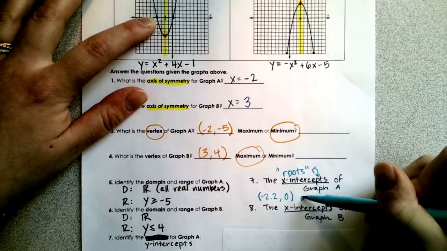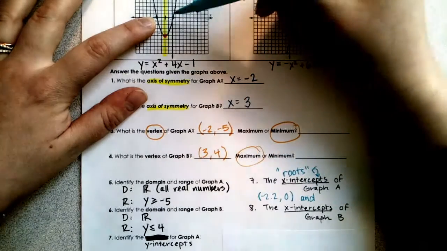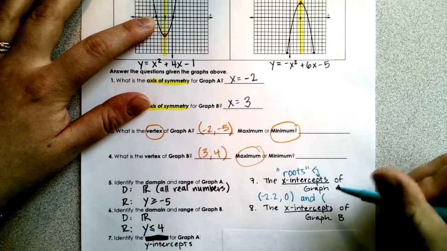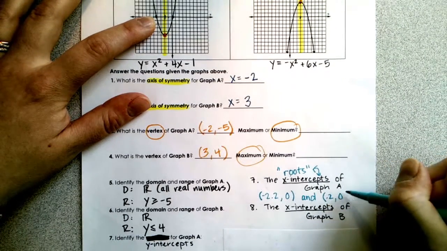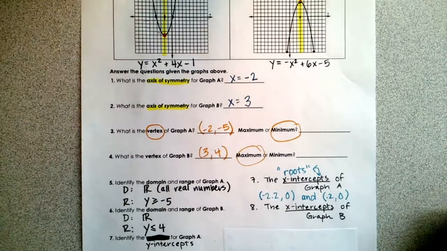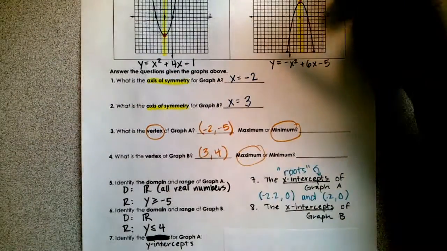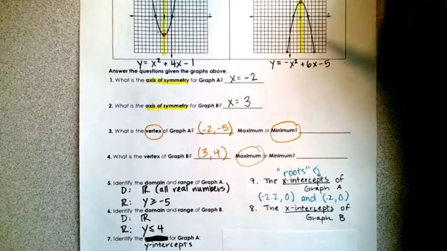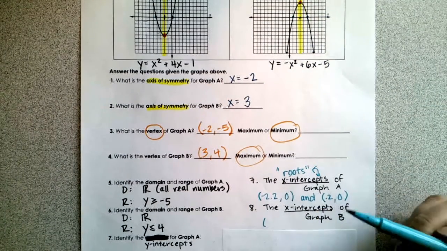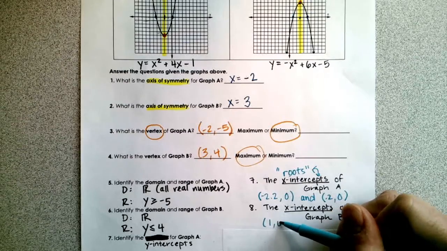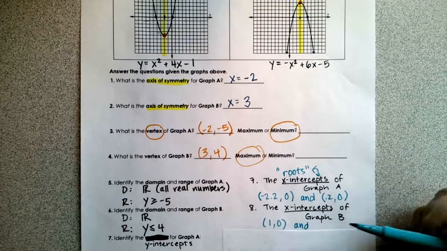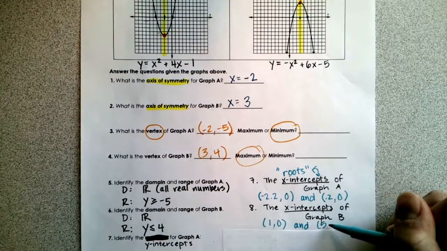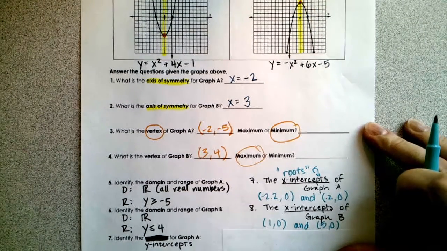We're going to write these as ordered pairs. And then for the next one, I'm going to estimate it to be 0.2, 0. All right. And then for graph B, these ones you don't have to estimate because they come out nice and clean. We have x-intercepts of 1, 0, and what is that? 1, 2, 3, 4, 5, 0. So those are our x-intercepts, also known as roots.